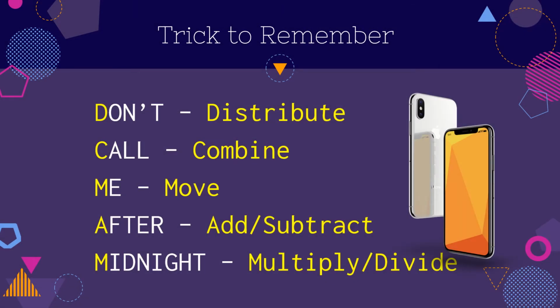And as you know, we tend to divide the most in the end, right? Now, a little trick to help you remember: don't call me after midnight. Each beginning letter reminds me the order in which I need to perform my operations. So don't, D stands for distribute. Call, C stands for combine. Me stands for move. We're moving a variable. Maybe I should add that word in there. Move a variable. A is for add and subtract. M is for multiply, divide. So don't call me after midnight would be a way that you could remember your steps and jot them down.